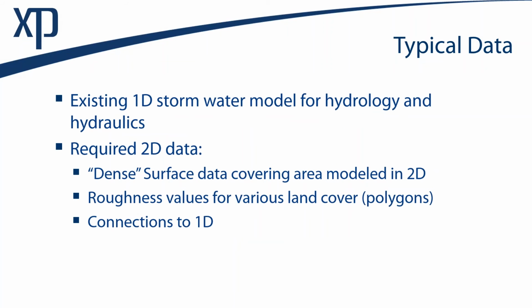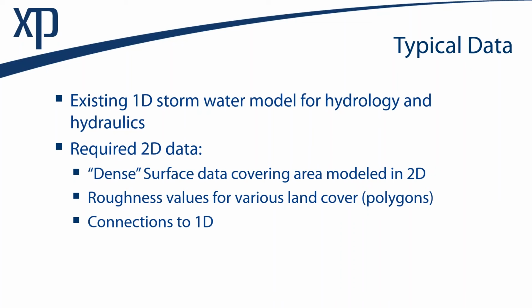The typical kind of data involved in an integrated 1D, 2D model is essentially a 1D model. Can't underemphasize this. You should have an existing working 1D model before you try to integrate it into 2D. And then on the 2D side, there's really a simple set of required data. You need dense surface data. For example, perhaps something like every 3 feet or every 10 feet you've got elevation data.